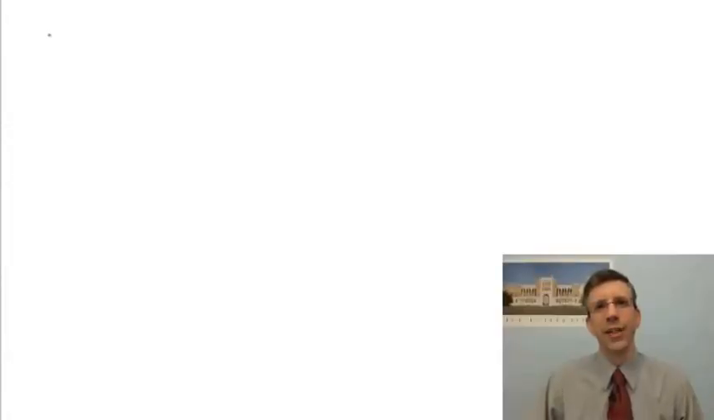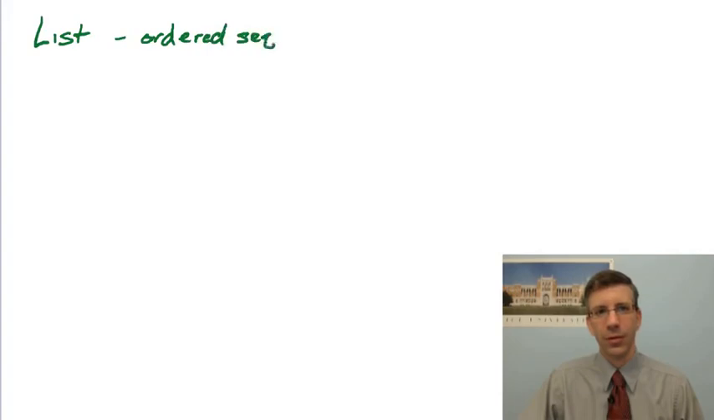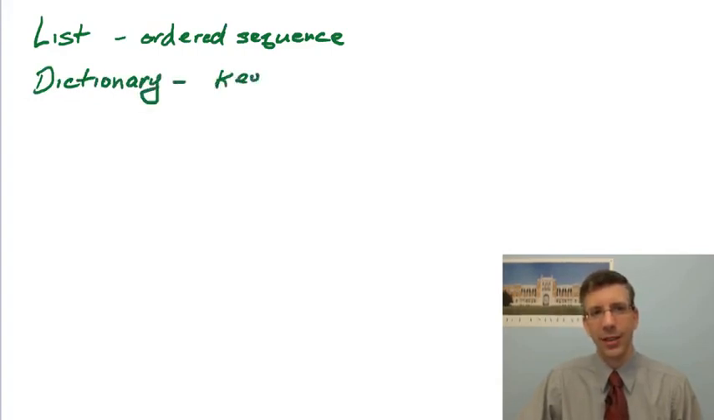So far, we've seen several data types in Python that allow us to store a bunch of items. And the first one that we've seen that we've been using quite a bit is a list. Okay, a list is an ordered sequence of data. The second one that we saw is a dictionary. And a dictionary is a key to value mapping.